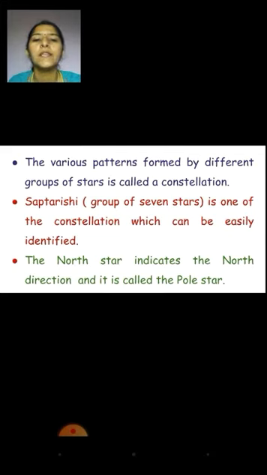So now you can see a picture. What is this? Can you guess? I'll just explain that. Okay, these are nothing but constellations. The various patterns formed by different groups of stars are called a constellation.